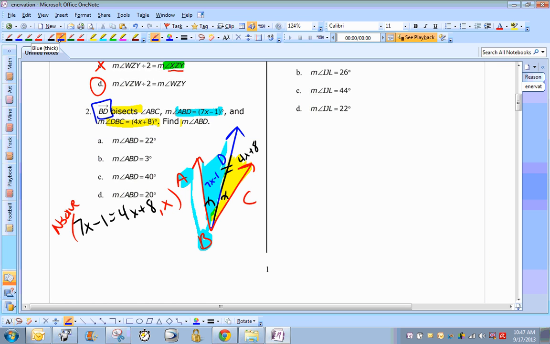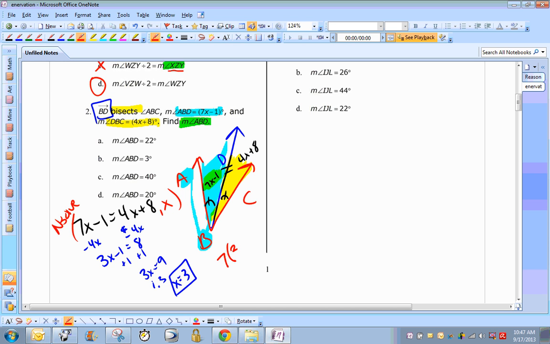But if you don't have the calculator at home, you can still do this mathematically. All we have to do is subtract 4x. Now I've got 3x minus 1 equals 8. Add 1. 3x is 9. Divide by 3 on both sides, we get x equals 3. Now, what do they ask us to find? They ask us to find ABD. Is ABD the entire thing? No, it's only this part, 7x minus 1. So we need to say 7 times 3 minus 1, 21 minus 1, 20 degrees. So the answer should be D, 20 degrees.